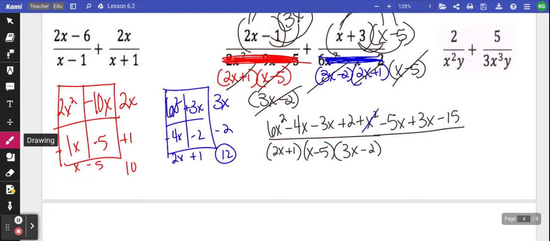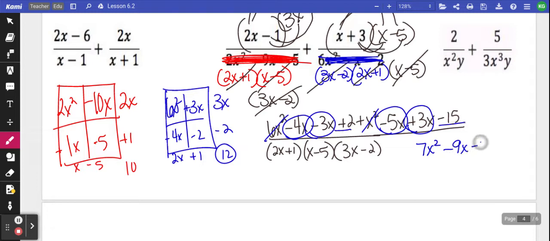Okay, combining like terms would give me 7x squared, negative 4, negative 3, negative 5, positive 3 is negative 9, and 2 and negative 15 is negative 13. Over 2x plus 1, x minus 5, 3x minus 2.